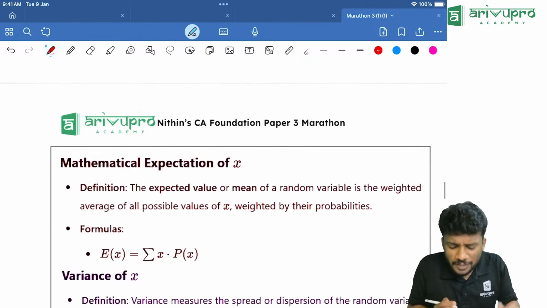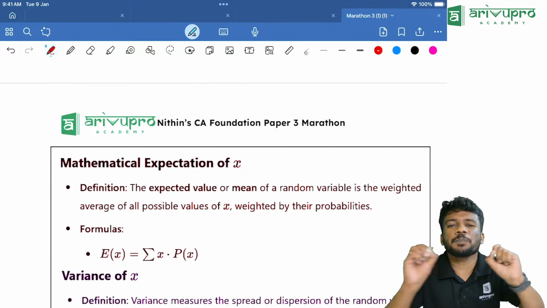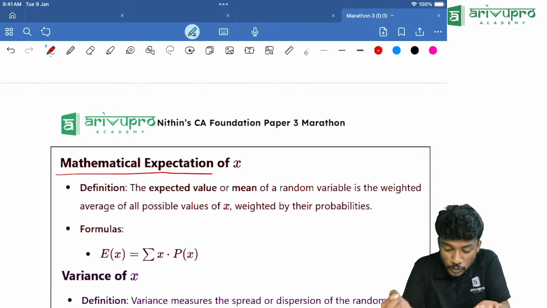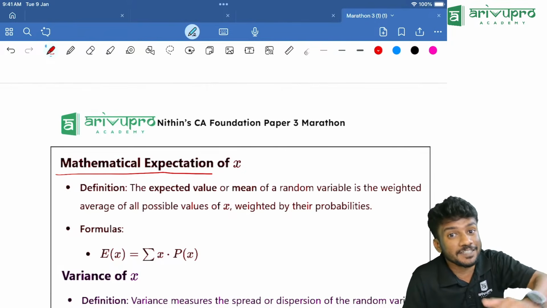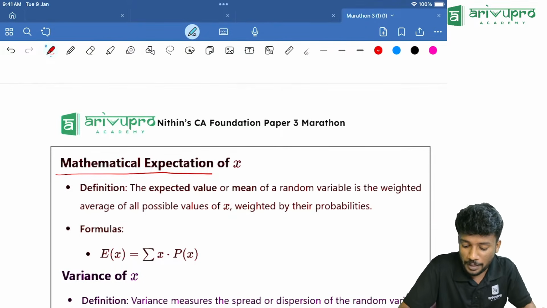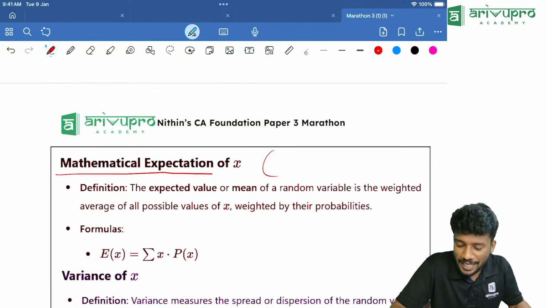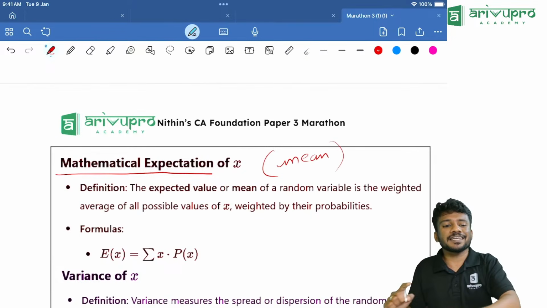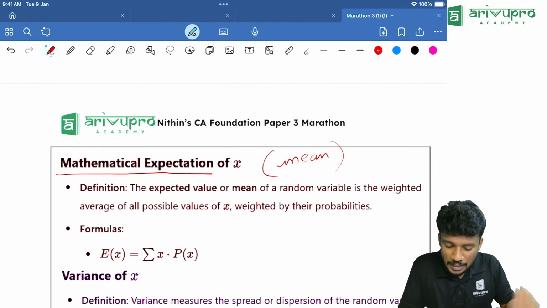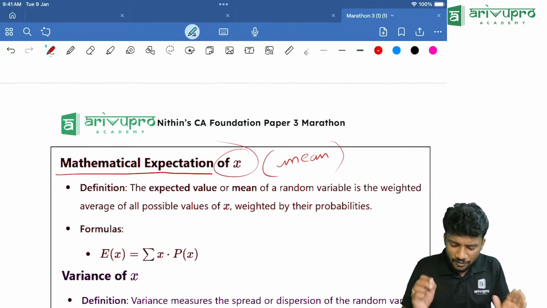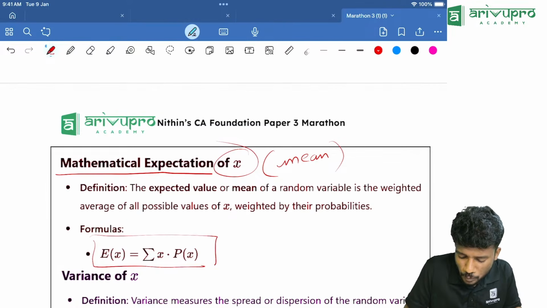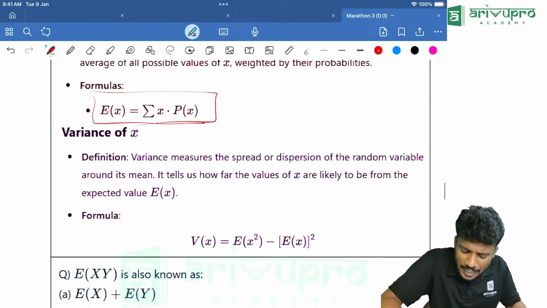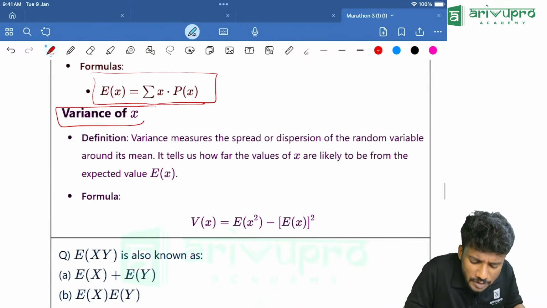Now, we will talk about mathematical expectation. What do you mean by expectation? It has another name also, which we will be talking about when we start off with our theoretical distribution. Expectation is also called what? Mean. Mathematical expectation or mean of x. We have a formula for that. E of x is equal to sigma x into p of x. That is the formula. Now, we will talk about variance of x.